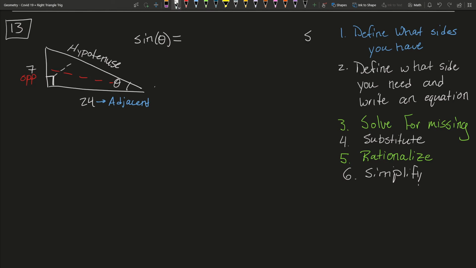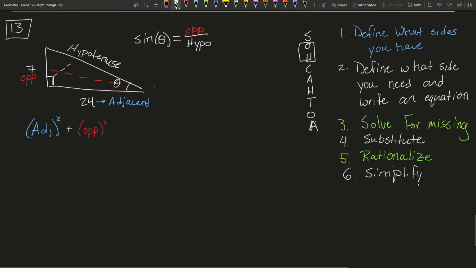Okay, so from SOHCAHTOA, we want sine, which is opposite over hypotenuse. So we want the opposite side, and we want the hypotenuse. We don't have the hypotenuse, so we need to find it. Okay, so if we set up our equation, our Pythagorean theorem says the adjacent side squared plus the opposite side squared is equal to the hypotenuse squared.